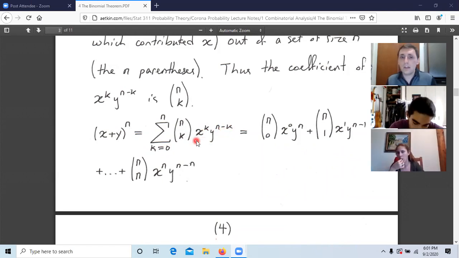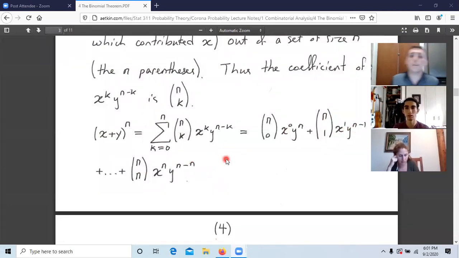Okay? And what this means, in case you forgot the sigma notation, is n choose 0, x to the 0, y to the n, plus n choose 1, x to the 1, y to the n minus 1, and so on. Okay? So that is the general formula for expanding x plus y.